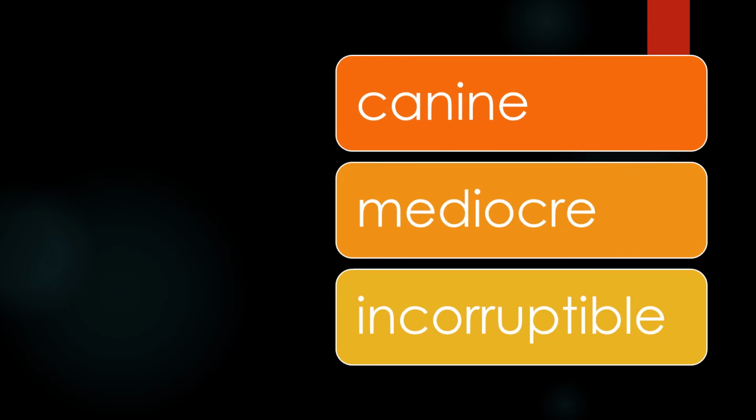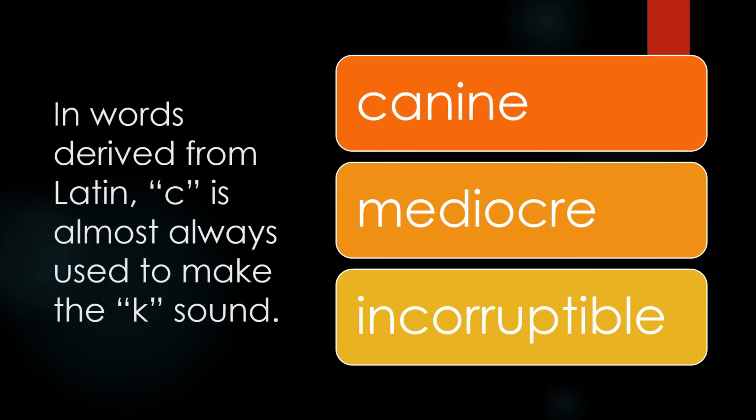Canine, mediocre, incorruptible. What do these words have in common? In words derived from Latin, C is almost always used to make the k sound. That's really important, okay? You don't have Latin words really beginning with K, but if you hear that k sound at the beginning, or even towards the end, canine, mediocre, incorruptible, it's that C. So when you hear the k sound in Latin, remember we had that CH in Greek. Well, it's the C in Latin. That's why it's important to know the word's origin, or its etymology.